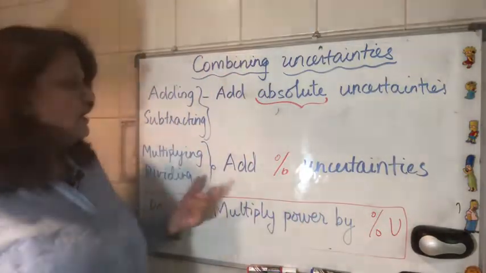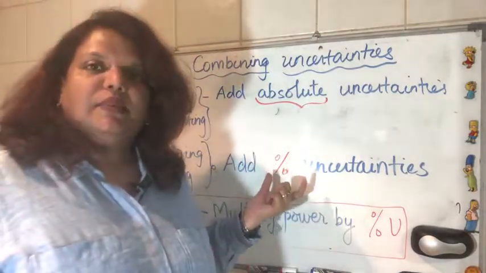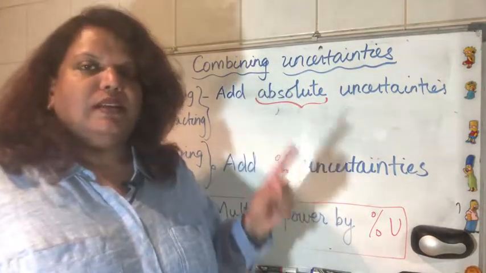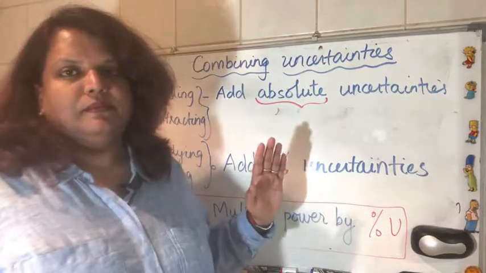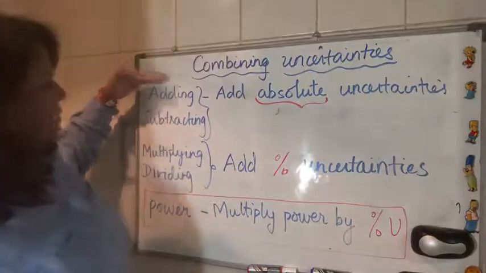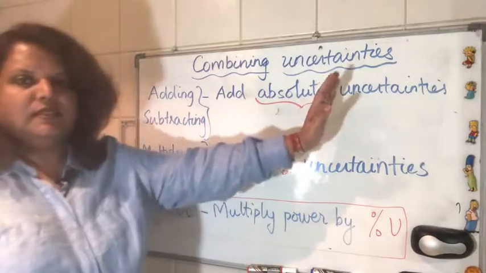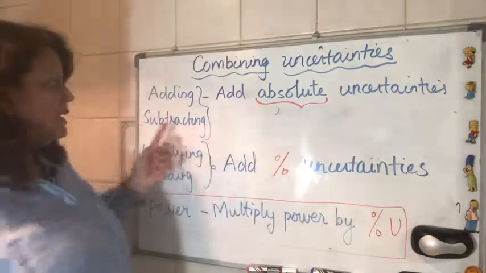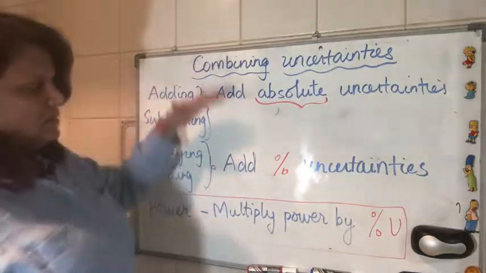Now multiplying and dividing, not absolute uncertainties. You have to do one more step. You have to first find the percentage uncertainty. If you're multiplying two quantities, you have to calculate both quantities' percentage uncertainty, then add them. Clear? Multiplication and division, you need to add. So basically all these, adding, subtracting, multiplying, dividing, all of them you're adding the uncertainties. Addition and subtraction, you need to combine the absolute uncertainties. Multiplication and division, you have to take percentage uncertainty. Okay, actually this is for AS level.